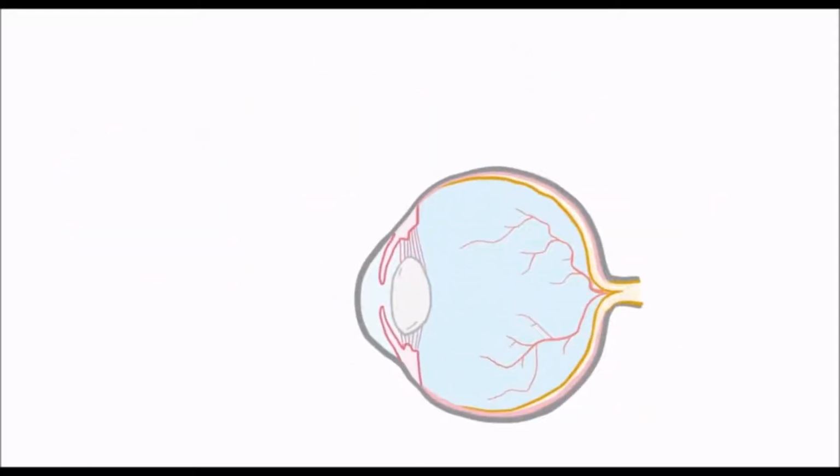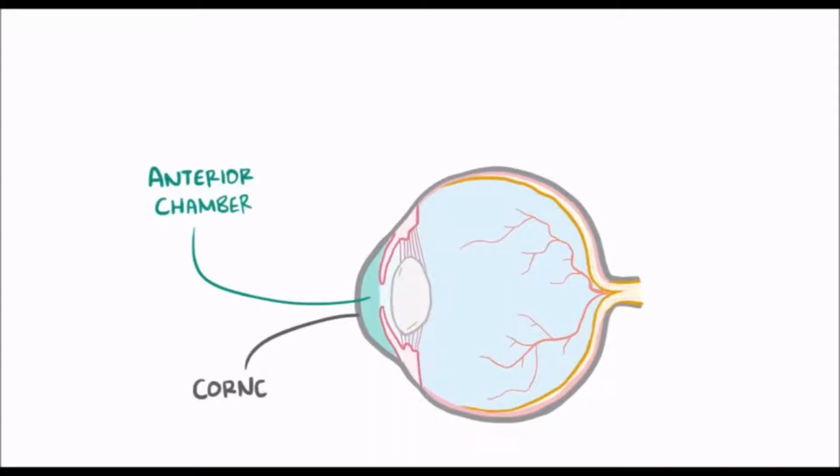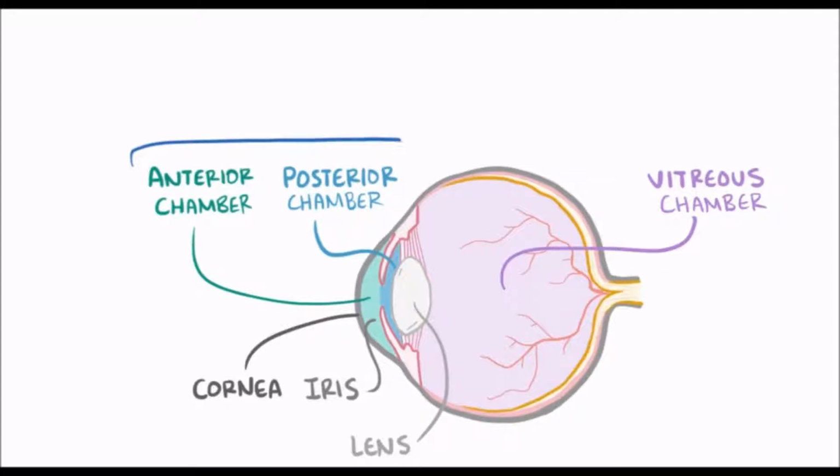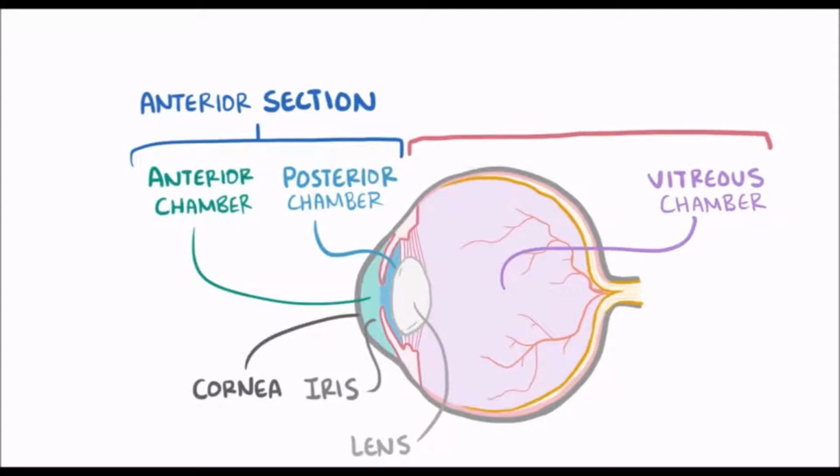Taking a closer look at this cross section of the eye, you can see that it's split up into different chambers. The anterior chamber includes the area from the cornea to the iris. The posterior chamber is this really narrow space between the iris and the lens. And then this larger vitreous chamber includes the space between the lens and the back of the eye. Not to be too confusing, but both the anterior and posterior chambers are located within the anterior section of the eye, while the vitreous chamber is part of the posterior section of the eye.